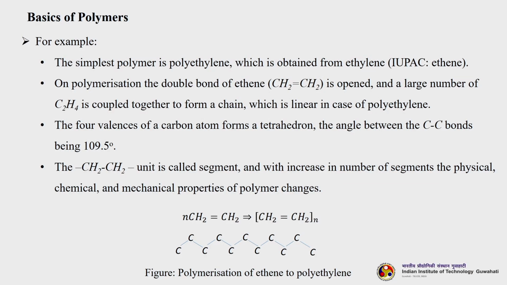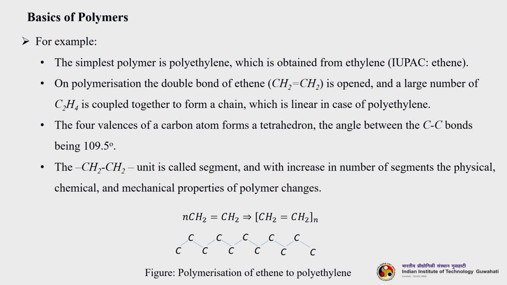So, in a nutshell we can understand that when several monomers join together it becomes a polymer. Of course, how they join, how they fuse with each other, whether it is a single monomer or there are different types of monomers fused together to get a polymer, these are different issues to be addressed and dealt with differently. For example, the simplest polymer is polyethylene. All of us know this and we use it in our everyday life. It is obtained from ethylene or ethene, the IUPAC name is actually ethene.